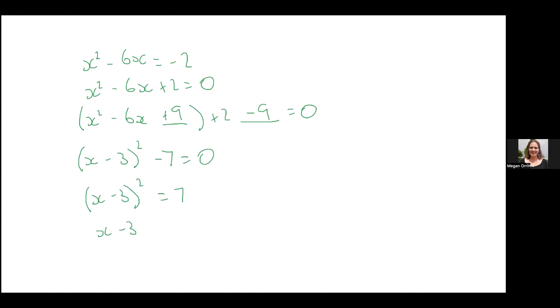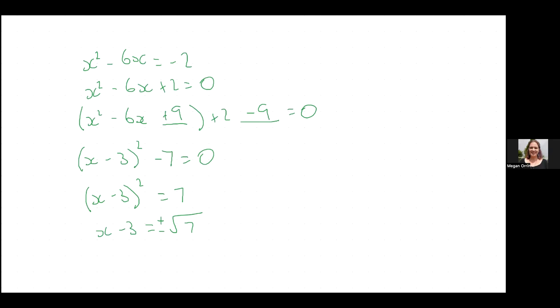Now, hopefully you remember that you can't just take the square root. You must take both the positive and negative square roots because you don't know, if you're squaring something, whether it used to be negative or positive. -5 squared is 25 and 5 squared is 25. So we always take both.